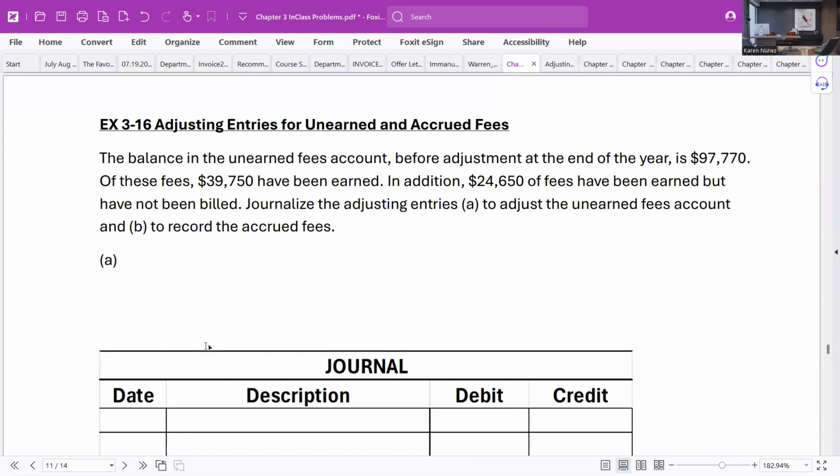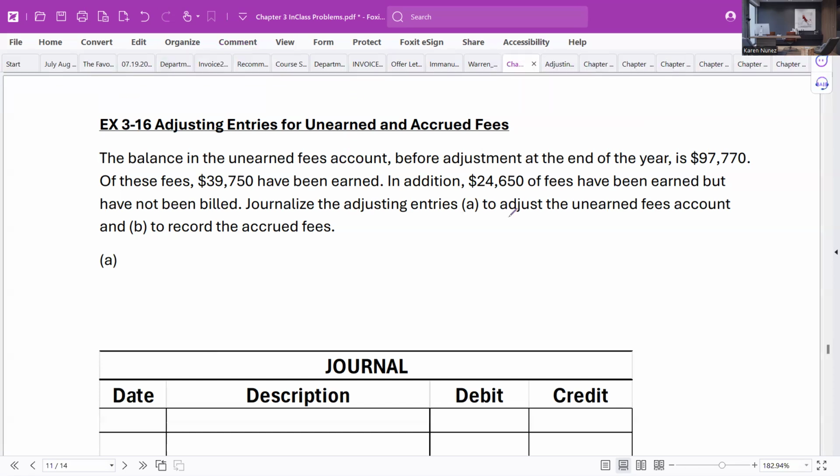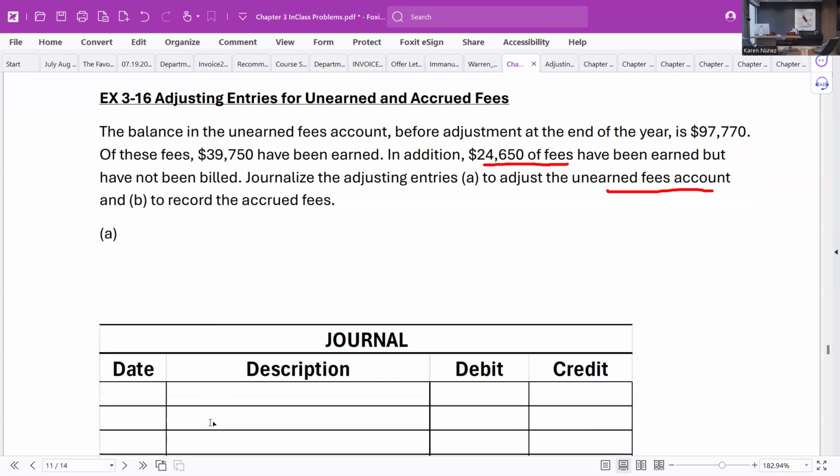But some of those fees have been earned. Well, then what we have to do is recognize the fees that have been earned. That's what we need to do, right? Because that's what we're doing here in part A. We're going to adjust for unearned fees. We need to adjust what's been earned. That's what we've earned. That's what we're going to record. That's what the adjusting entry for deferred revenue is, to recognize the revenue that has been earned. So we've got to reduce that liability account.